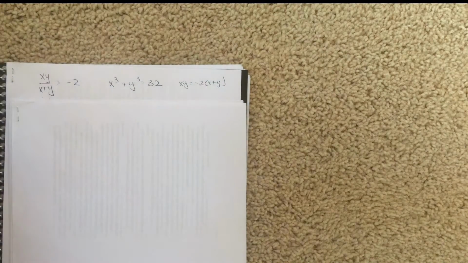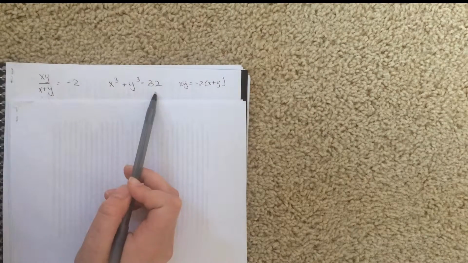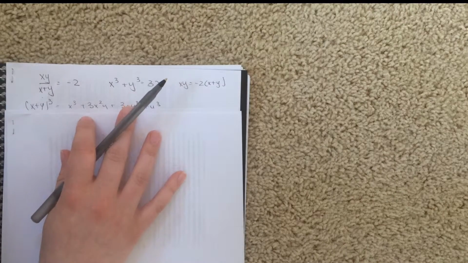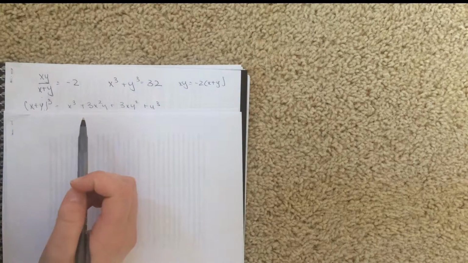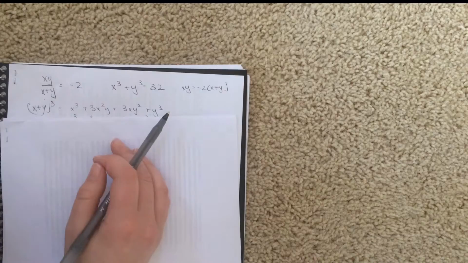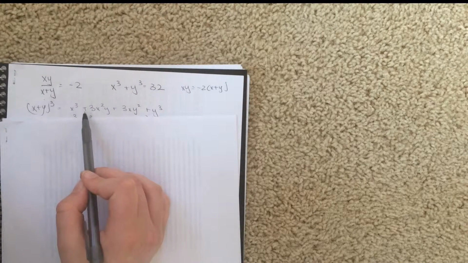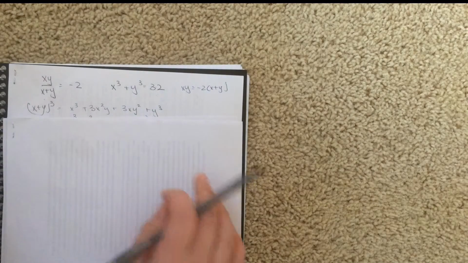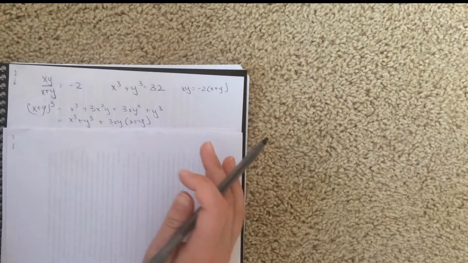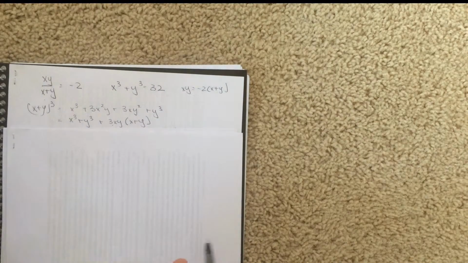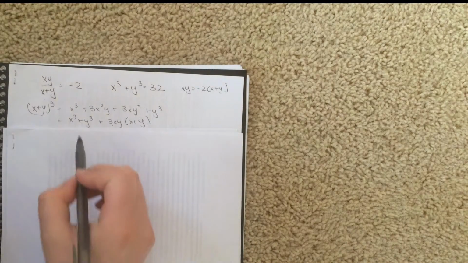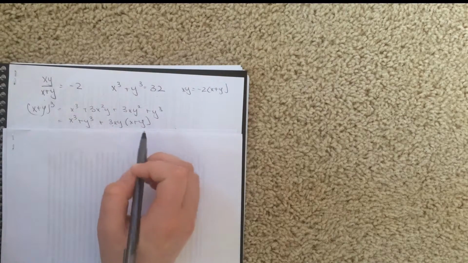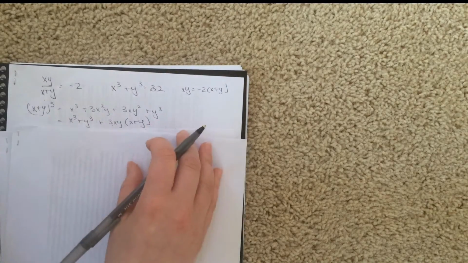One way you can do it is to look at the structure of this equation here. If you notice, it looks very similar to x plus y cubed. So you get that x cubed equals 3x squared y plus 3xy squared plus y cubed. Then I rewrote it into a way that looks a little more familiar. So you get that x cubed plus y cubed equals 3xy times x plus y.